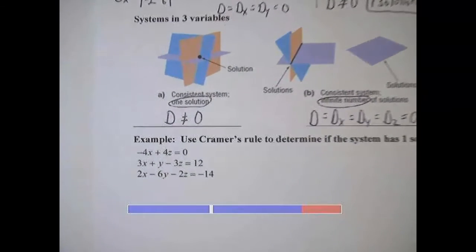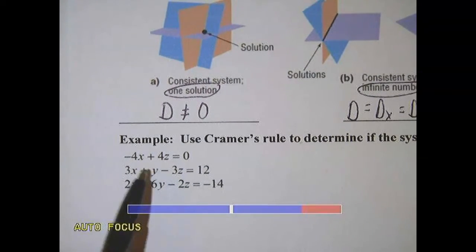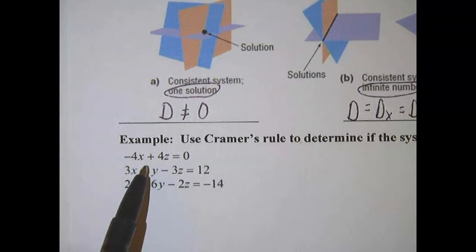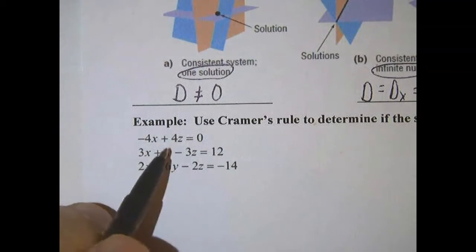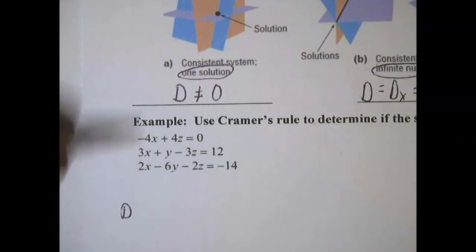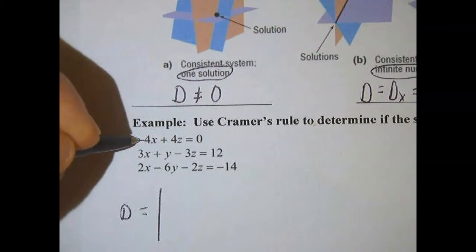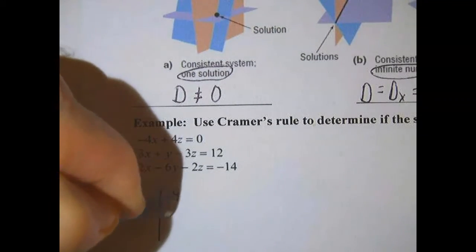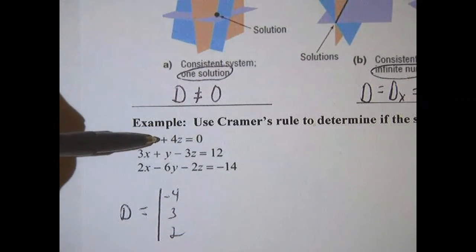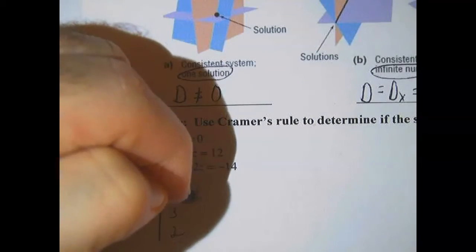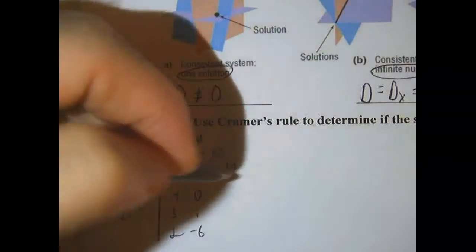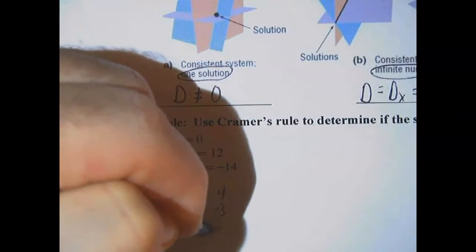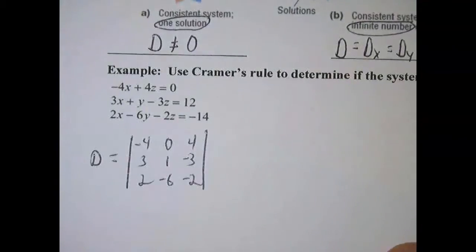Okay, so let's look at a system of 3 equations with 3 unknowns. And by the way, here we have x, y, and z. It's just that y is 0. So when we look at our determinant d, we're going to be making y 0 for that first one. So the first column has x's, and they're all there. So that would be -4, 3, and 2. The y column would be 0, 1, and -6. And the z column would be 4, -3, -2. All right, so let's evaluate this.